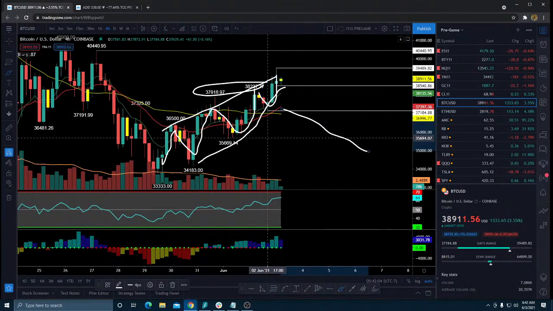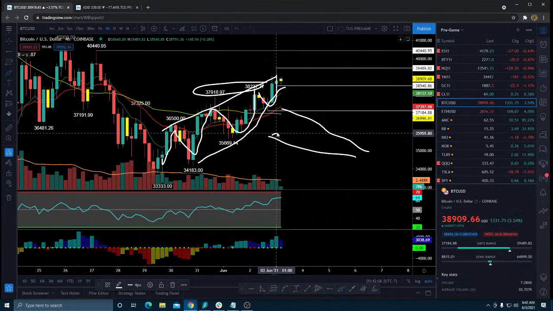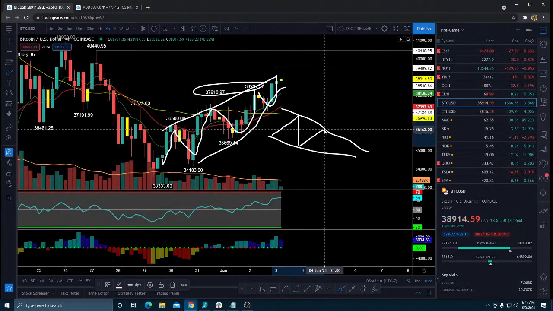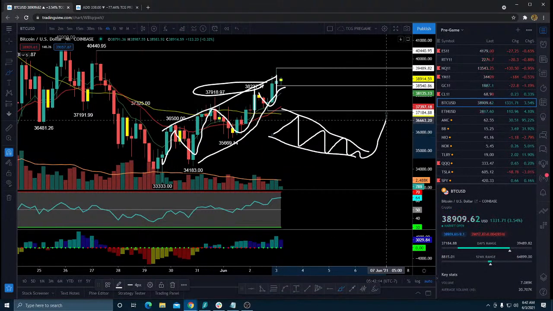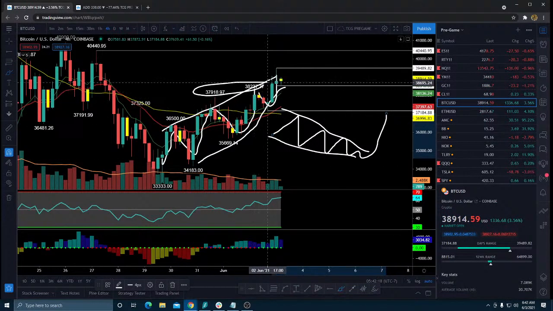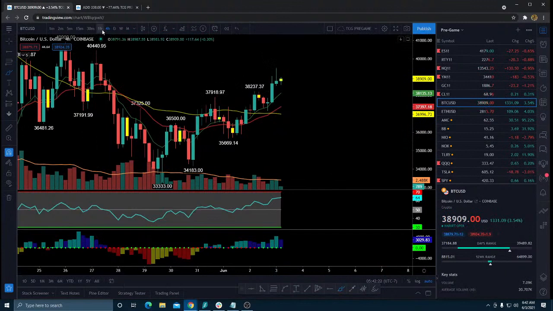Falling wedge, the way that I learned was it's like bouncing a ball on the floor. If you bounce and the bounces don't get as much follow through until it just dribbles, and then it reverses to the other side. That's what it looks like is happening with Bitcoin, but we have a rising wedge instead of a falling wedge, which is a bearish pattern.